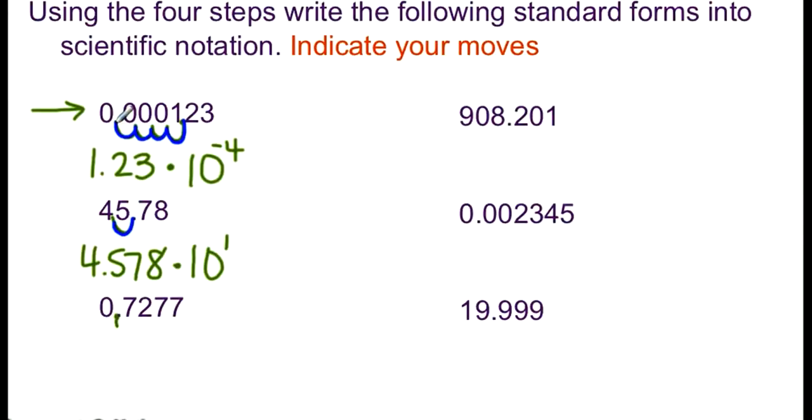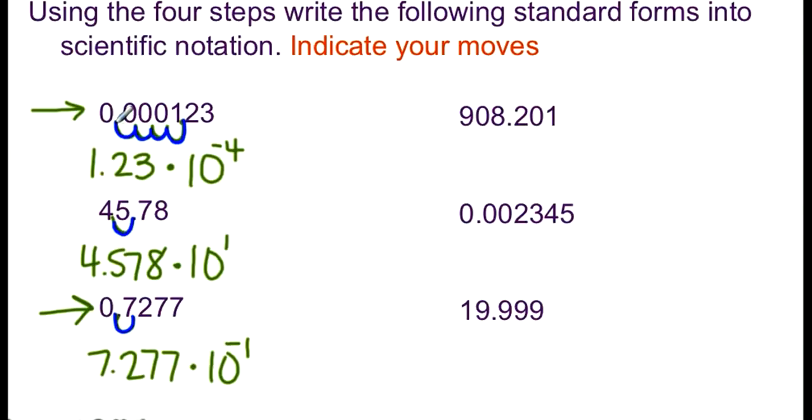Moving my decimal 1 spot to the right because 7.277 is in between 1 and 10. Multiplying it by 10, my exponent is going to be 1 because I have 1 bubble. And my exponent is actually going to be negative because my original number was less than 1.